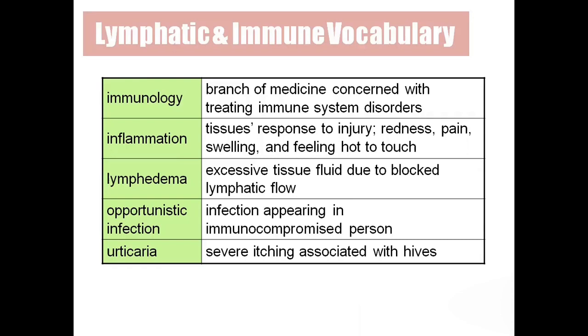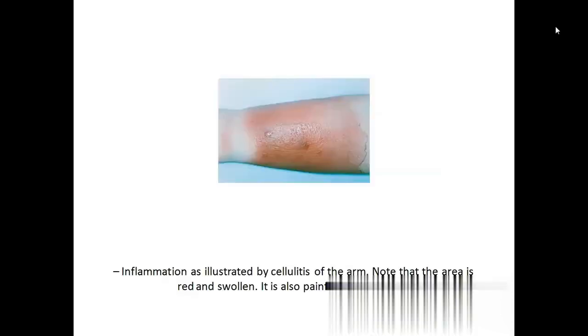Opportunistic infection. The infection will be easily caused in an immunocompromised person. Urticaria, severe itching, we call urticaria, which is very common for an allergic person. This we call cellulitis, which is an allergic reaction. The body will get inflamed, red in color, painful, hot to touch. So these are the signs and symptoms.